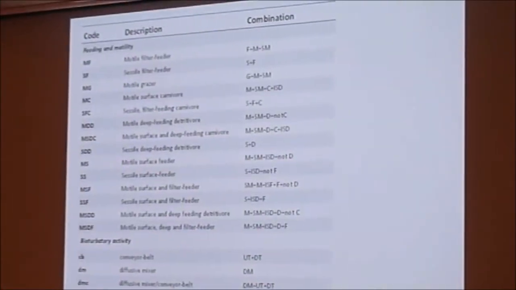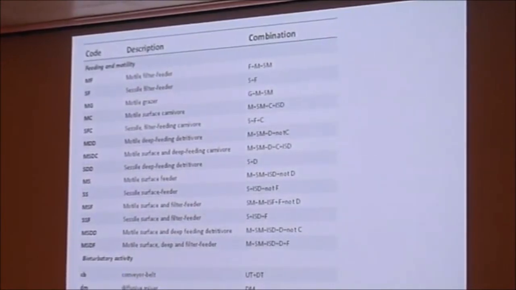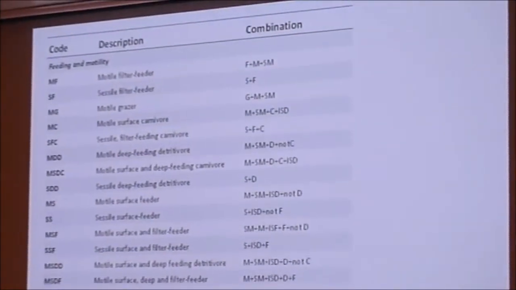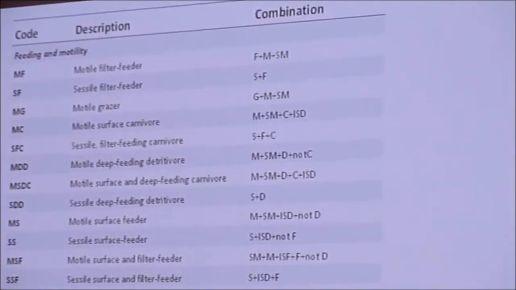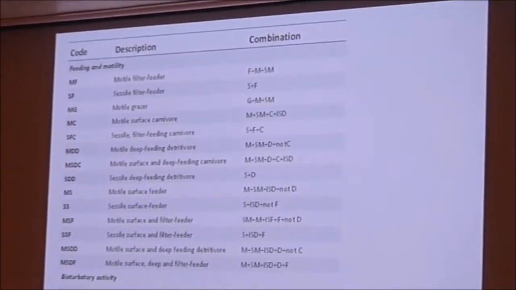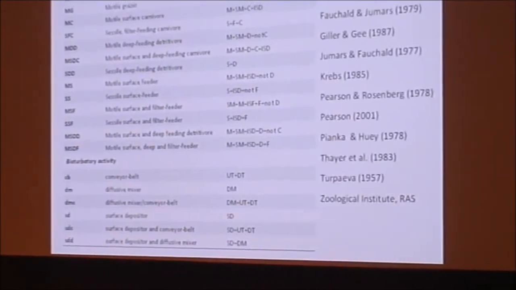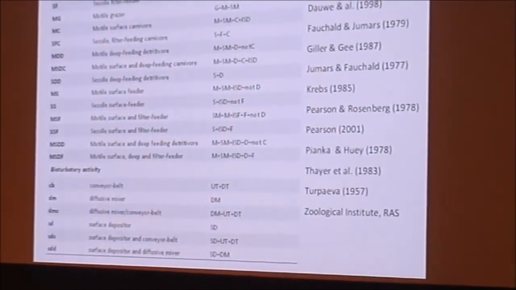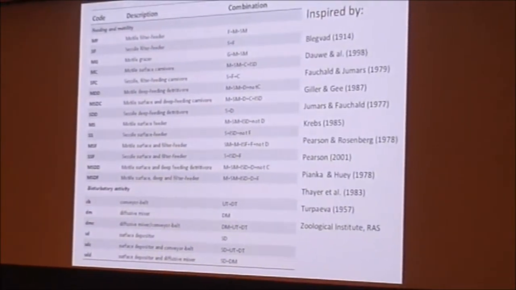Then we've made a set of categories, functional groups, which are recently recognised in the literature, but we've made a kind of database code for gathering this information in a repeatable manner and quite transparent. For example, motile filter feeders, sessile filter feeders. And this is nothing new. It's based on about a century of research. This is only a few of them.